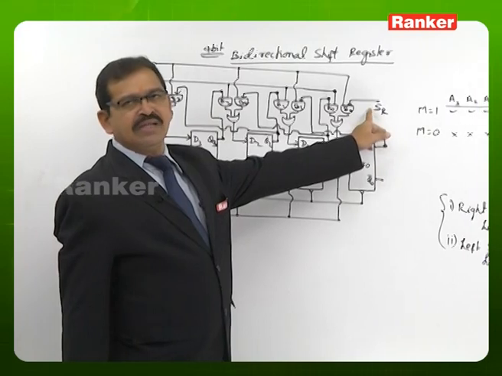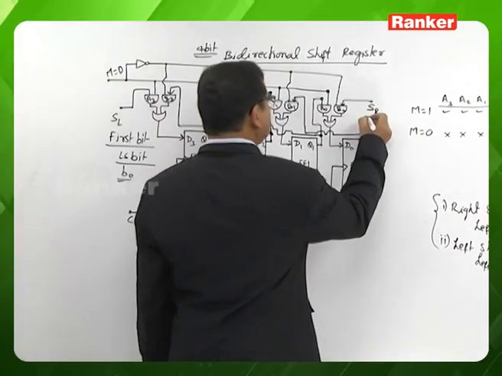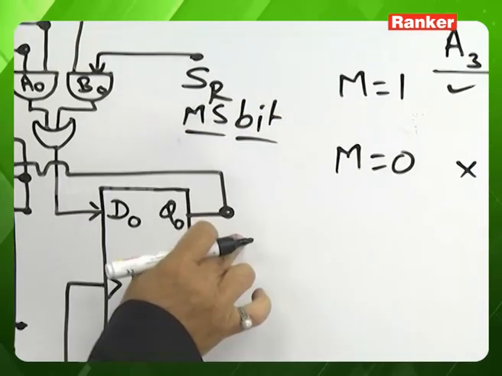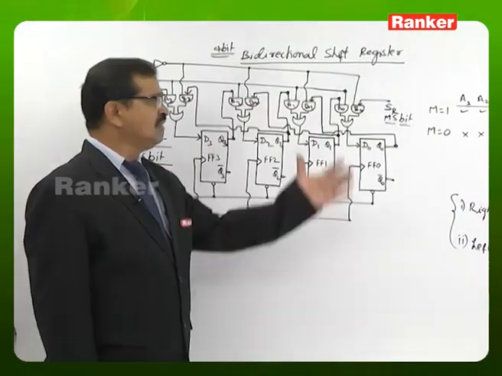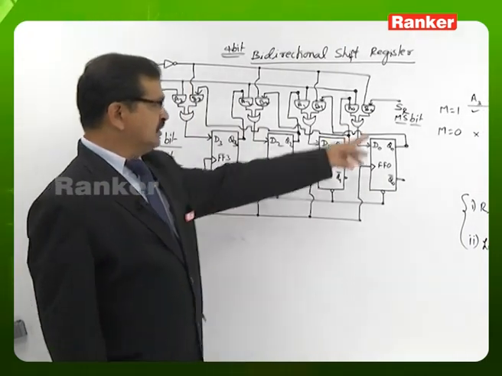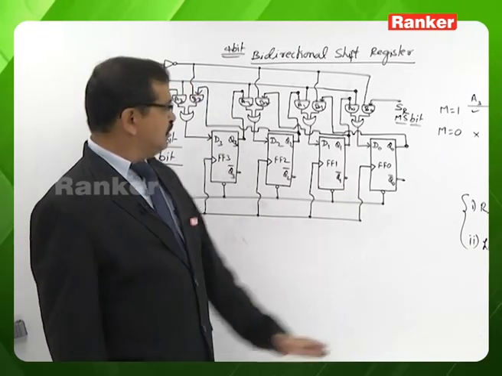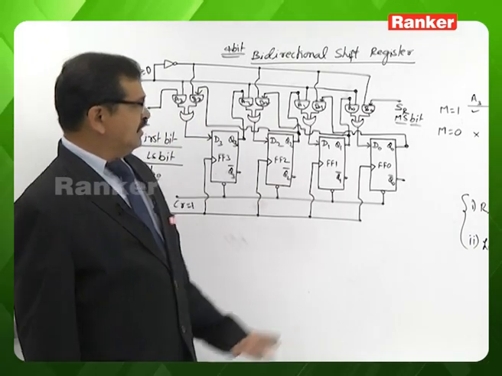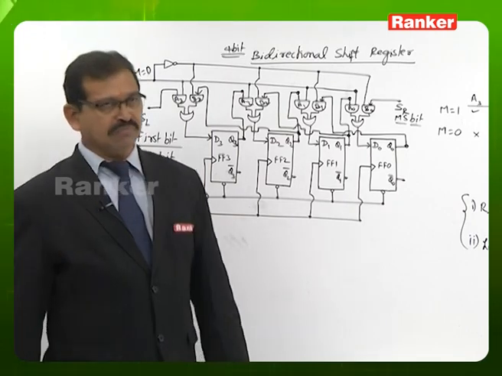Similarly, by using the serial right input terminal, if you want to load the register, the first bit to be entered must be the most significant bit. The first bit we write must be available after 4 clock pulses in flip-flop 3. That is the reason the first bit entered is the most significant bit. So it is a serial right input, and it is a serial left input. In the serial left input figure, the first bit must be the LSB, and in the serial right input figure, the first bit must be the most significant bit.